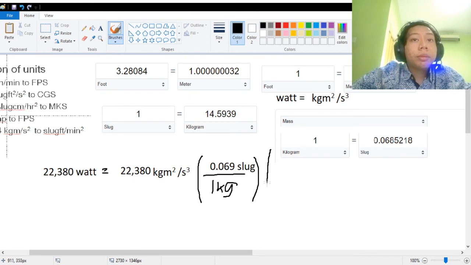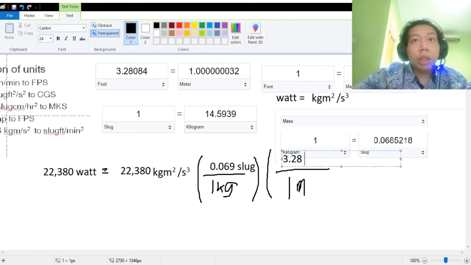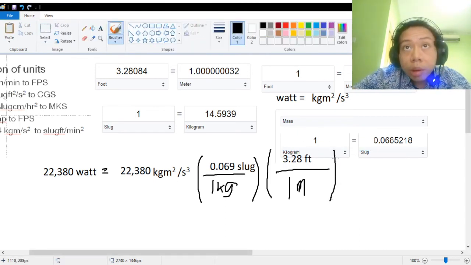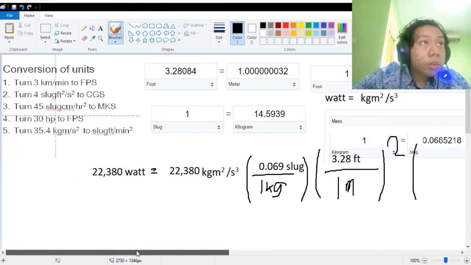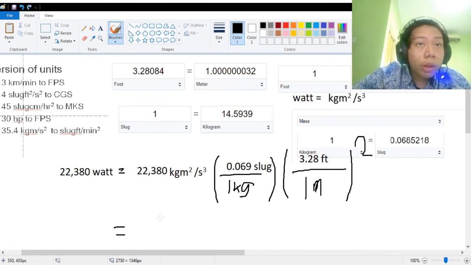Then we want to convert meter to feet. So meter to feet is 3.28. So we need to cancel meter squared. So 1 meter is 3.28 feet, and it is squared. Then we don't have to convert the second.